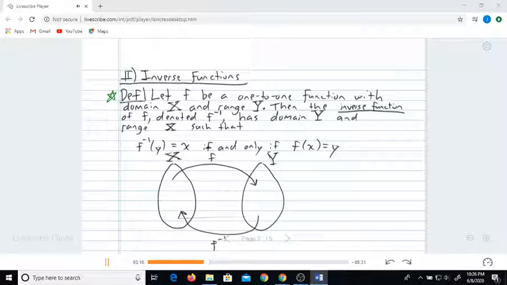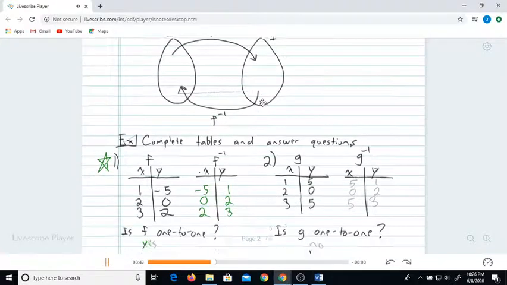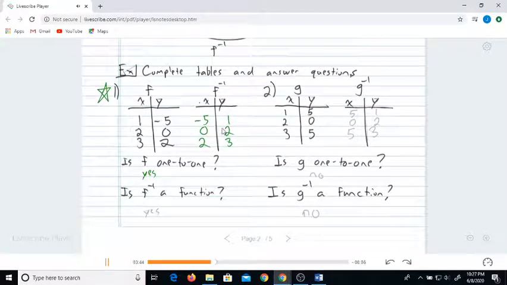So here we have relation f, and here we're looking at example 1. It maps 1 to -5, 2 to 0, 3 to 2. So the inverse is just going to reverse all of those. Now, is f one-to-one? Well, 1 maps to -5, 2 maps to 0, 3 maps to 2. Everything's unique, so yes. And you can see the inverse is a function because if we look at the inverse relation, -5 maps to 1 and nothing else. 0 maps to 2 and nothing else. 2 maps to 3 and nothing else. So it is a function.